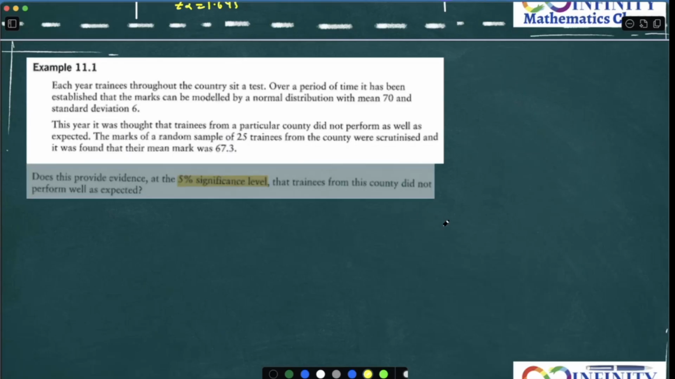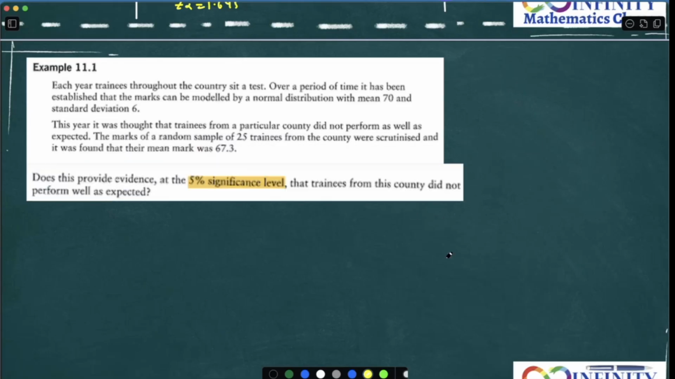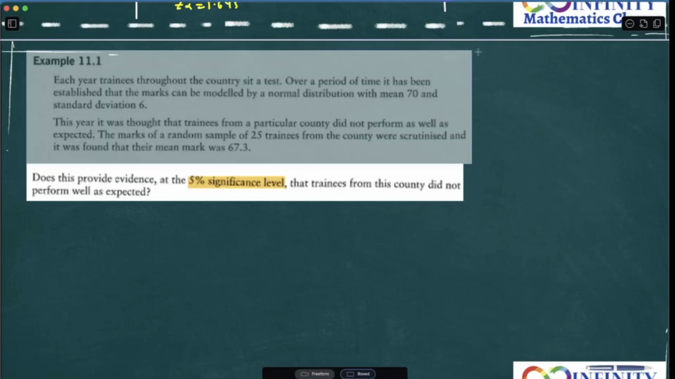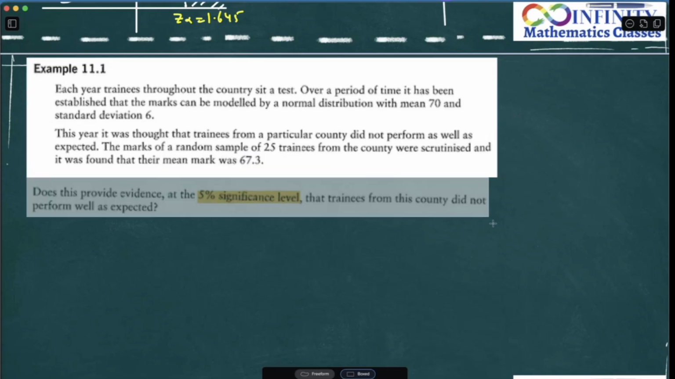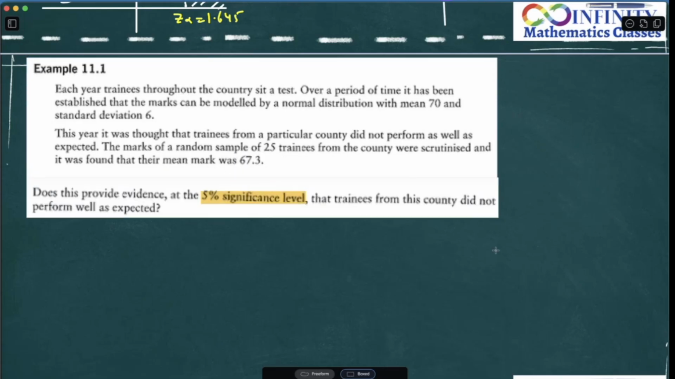Each year, trainees throughout the country sit a test. Over a period of time, it's been established that the marks can be modeled by a normal distribution with a mean of 70 and a standard deviation of 6. This year, it was thought that the trainees from a particular country did not perform as well as expected. The marks of a random sample of 25 trainees from the country were scrutinized, and it was found that their mean mark was 67.3%.